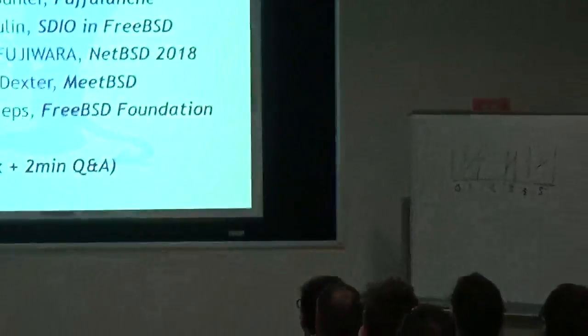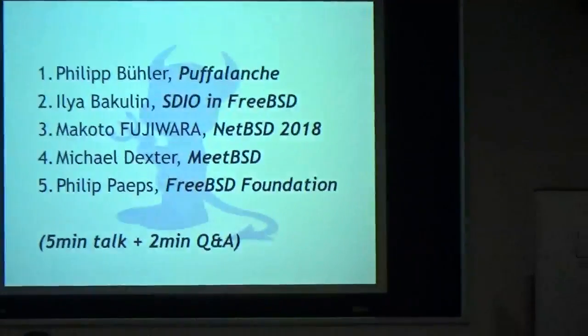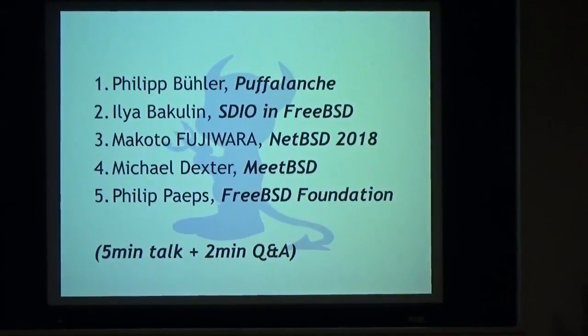So we have 5 talks, and considering the number of talks, we'll have 7 minutes each, sharp. So 5 minutes for the talk and 2 minutes of Q&A. So the first one is Billy.